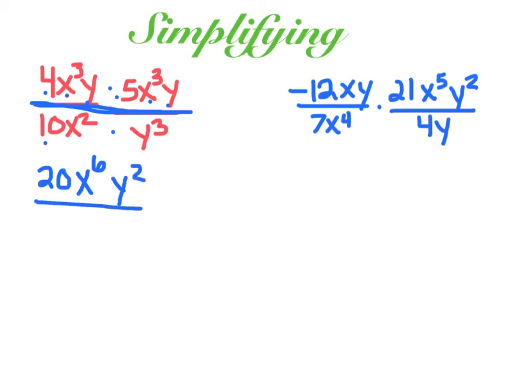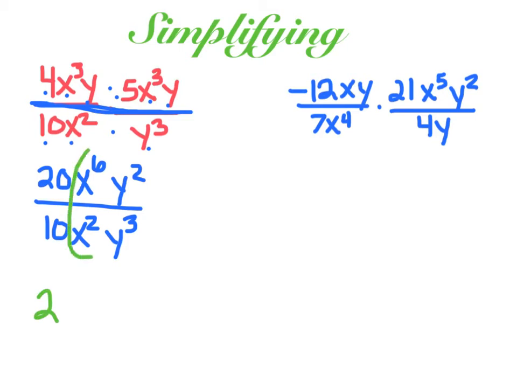On the bottom, we've got a 10. And then I have x squared. And then I have y cubed. But now we can simplify from top to bottom here. 20 divided by 10 is just 2.